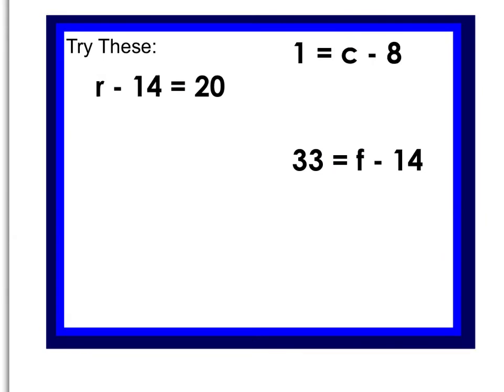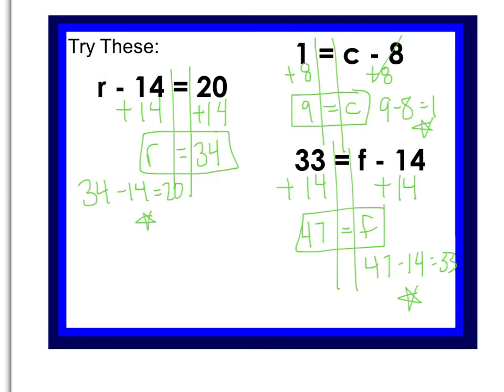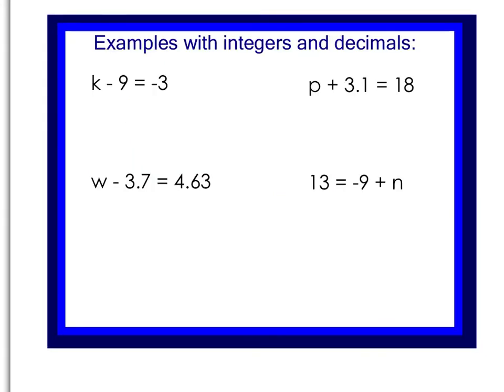Okay. Here are your solutions. R equals 34, 9 equals C, or C equals 9, 47 equals F, or F equals 47. You should be checking your work as you go. Let's do a few harder questions.